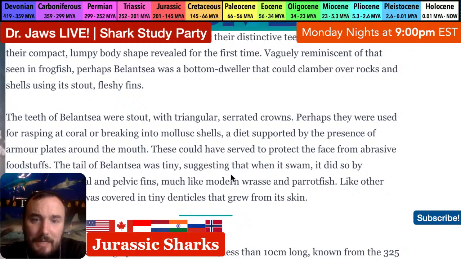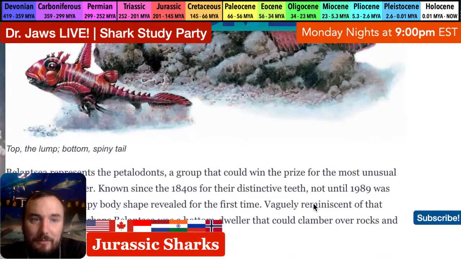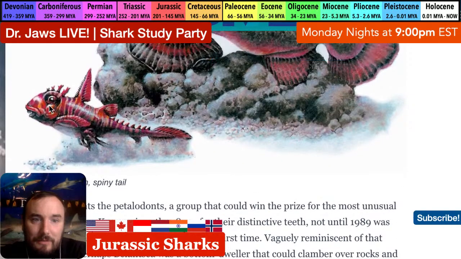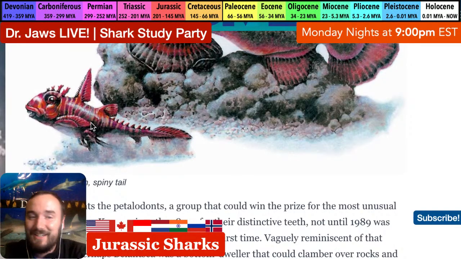The tail of Balantia was tiny, suggesting that when it swam, it did so by oscillating its dorsal and pelvic fins, much like modern wrasse and parrotfish. Like other sharks, Balantia was covered in tiny tooth-like scales that grew from its skin. Spiny tail. So there's this little guy right here, which is kind of incredible looking. It's an amazing looking animal because it looks like this weird mix of a sea robin and a chub. It's so interesting. Chub as in the fish, there's a fish called a chub, and it just looks like that a little bit.